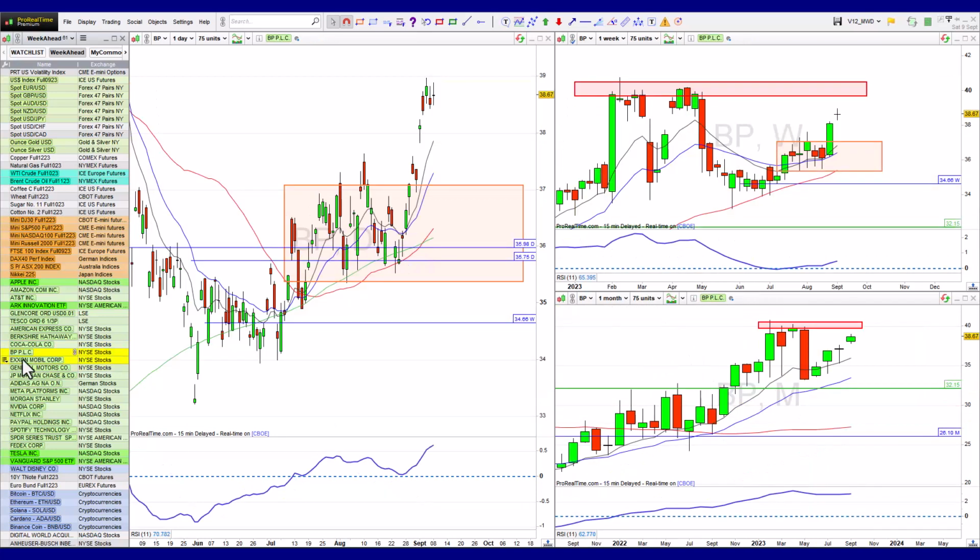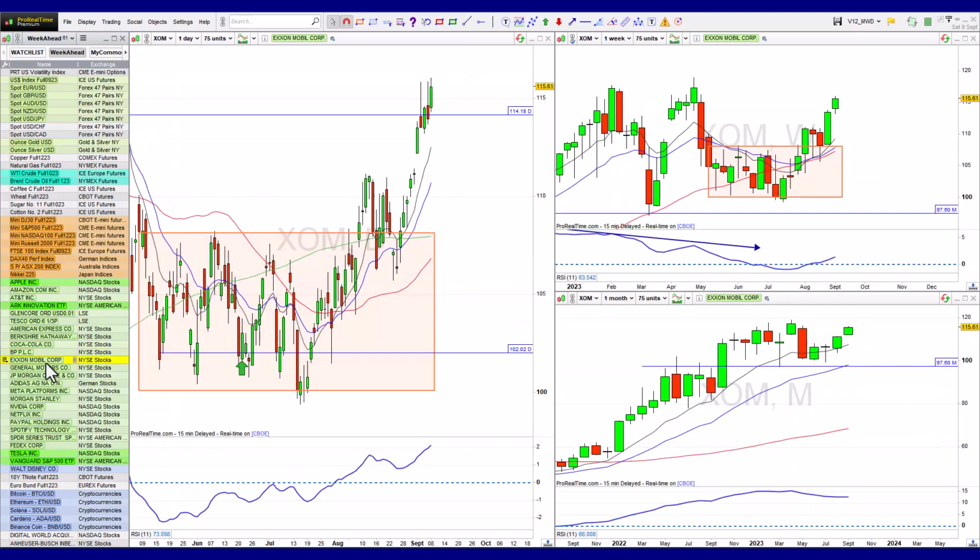And again, because BP and Exxon are driven by energy, we can see energy's had a relatively good week in terms of crude oil. So that's pushing higher, so that's got some room to go back up towards the old highs there. Exxon will be the same as well. They'll do just fine if crude oil's doing fine.